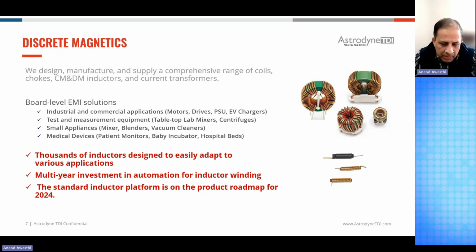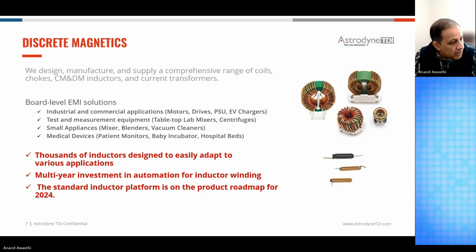A typical application will be industrial power supplies, motors, drives, and we have pretty much touched any of these. EV chargers. EV chargers have these different stages for inverters and incoming power, AC to DC. All those require these common mode and differential mode inductors, and we have been supplying inductors for those applications.